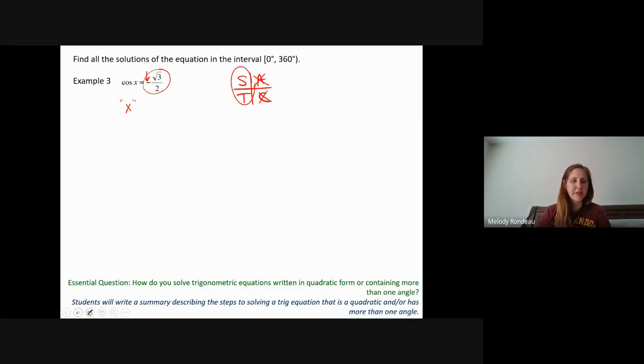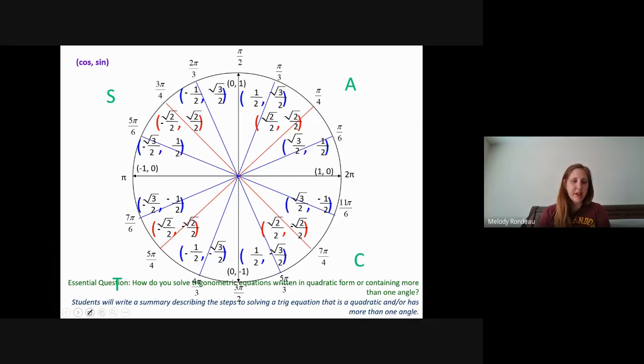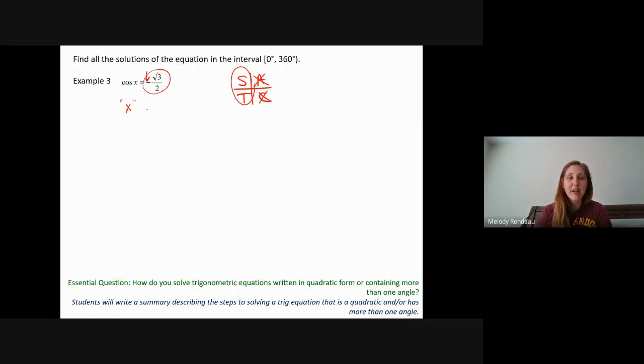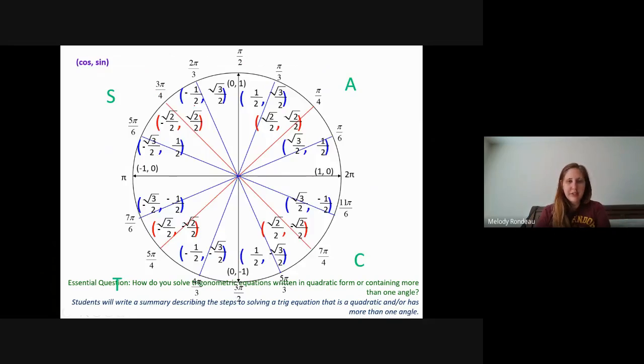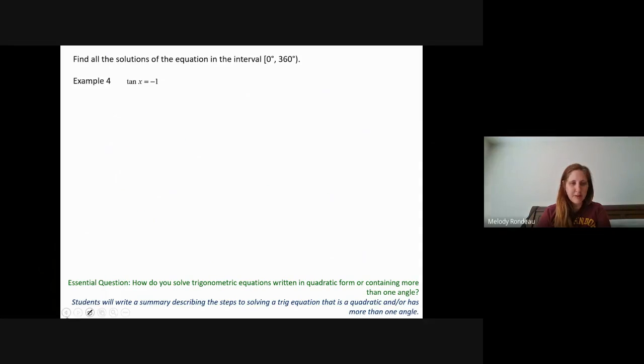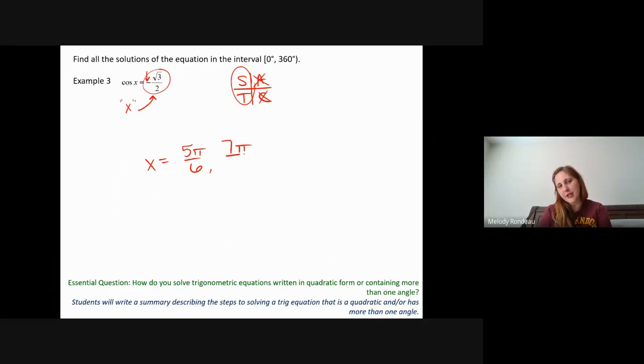All right, so I'm going to jump to my unit circle. Quadrants 2 and 3, I'm looking for an x value that is negative root 3 over 2. So negative root 3 over 2, I found one right here. Negative root 3 over 2, I see one right here. Then I'm going to grab the angles that go with them, and I'm going to list them as my answers. So the answers for x would be 5 pi over 6 and 7 pi over 6.